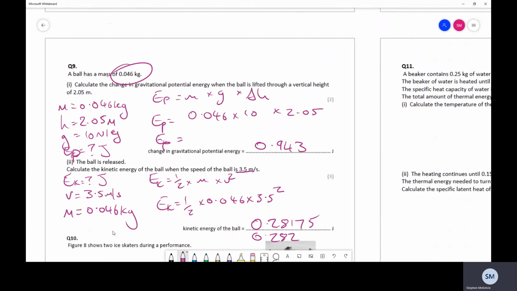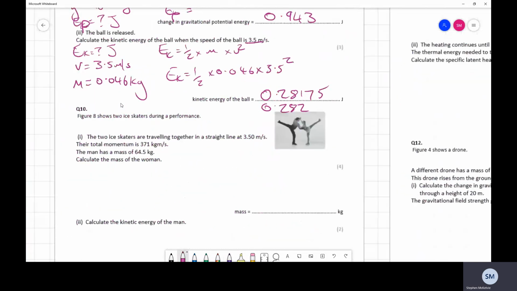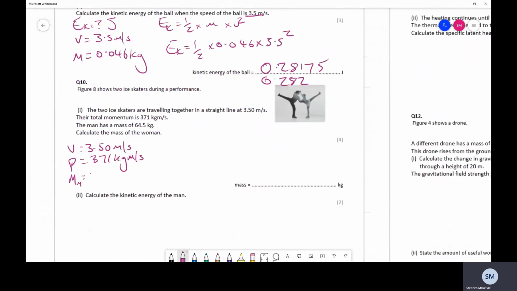Figure 8 shows 2 ice skaters during a performance. Aren't they marvelous? The 2 ice skaters are traveling together in a straight line at 3.5 meters per second. V is equal to 3.50 meters per second. Oh, this is interesting. The total momentum is 371 kilogram meters per second. The man has a mass of 64.5 kilograms. What is the mass of the woman?